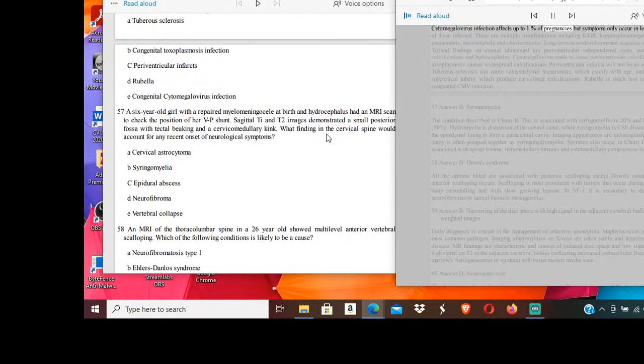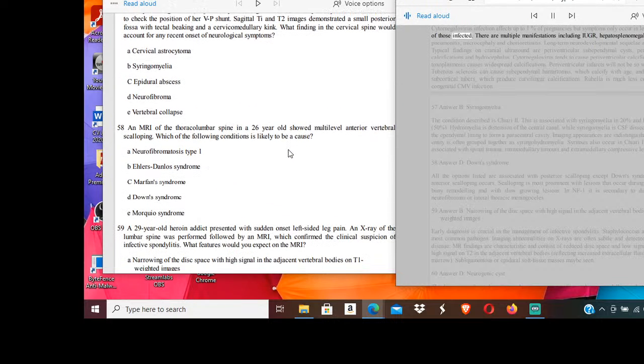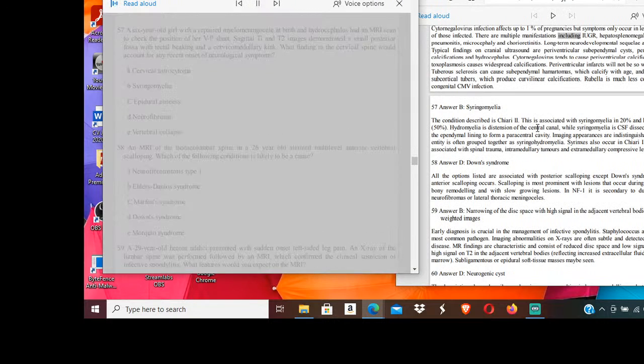Cytomegalovirus infection affects up to 1% of pregnancies, but symptoms only occur in less than 10% of those infected. There are multiple manifestations including E congenital cytomegalovirus infection.